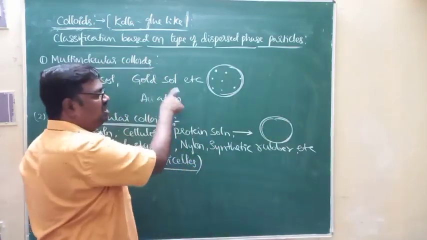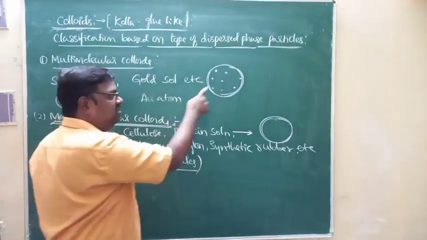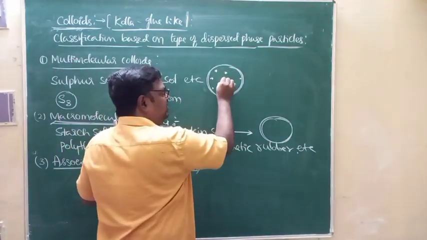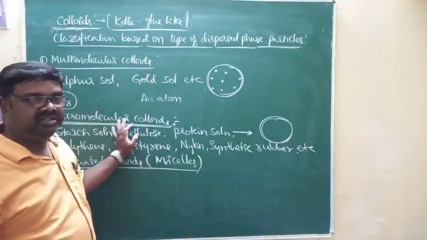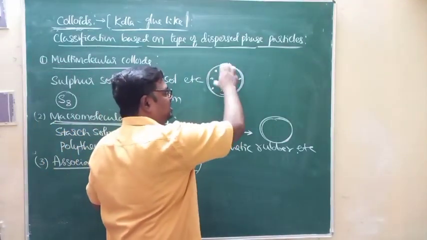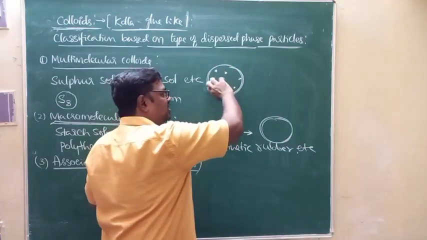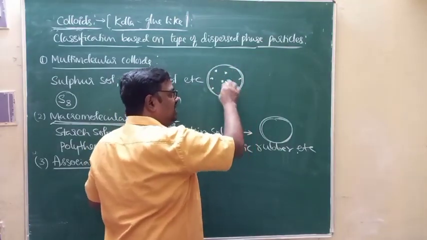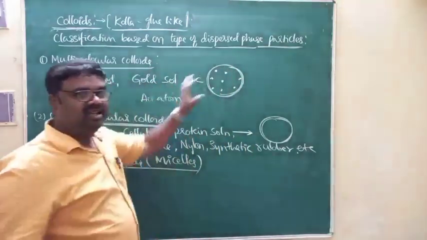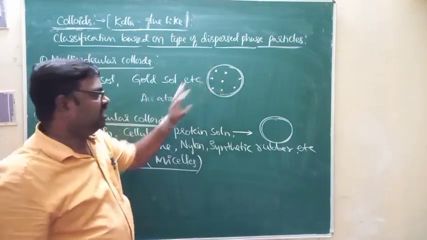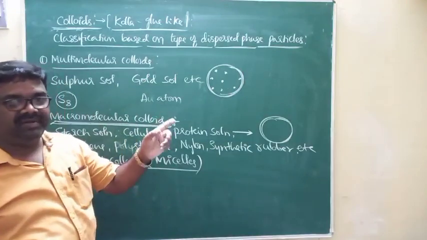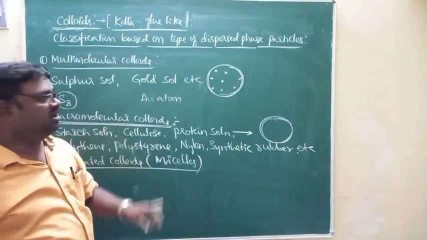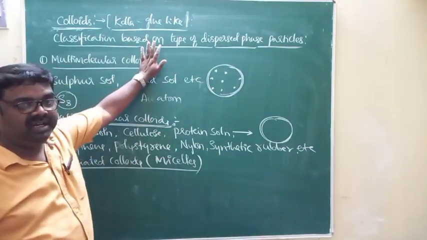Here, in the case of multimolecular colloids, look at this: the particle size will be very, very small, less than 1 nanometer. Large numbers of such small atoms or molecules undergo aggregation, and these particles are held together by van der Waals forces of attraction to form a big particle having a size between 1 nanometer and 1000 nanometer. That is what we call multimolecular colloids.